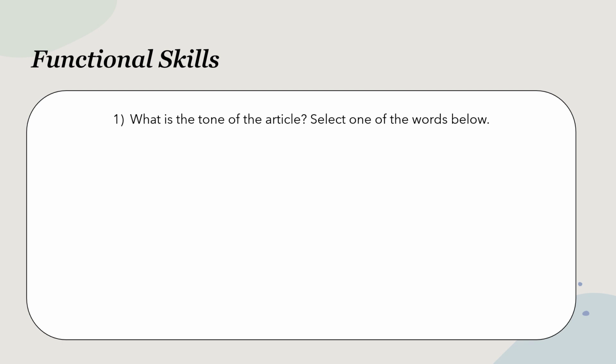So question 1 then. What is the tone of the article? Select one word below. So the choice of words are aggressive, supportive, or contradictory. Now, if you're not sure what any of these words mean, please do take the time to go away and look them up either on your phone or with a dictionary. It's really important that you know these kind of words and it will help boost your vocabulary and your general understanding of English.